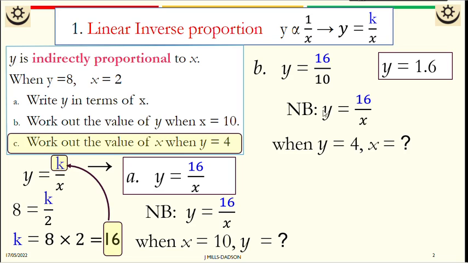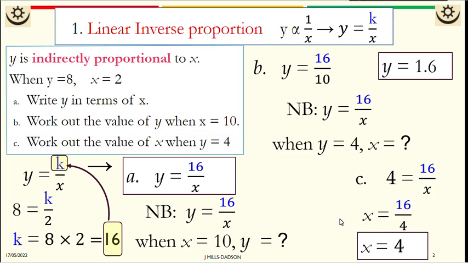Replace y with 4, so you're going to have 4 equals 16 over x, and in solving for x, multiply both sides by x, so you're going to have 4x equals 16, and you divide through by 4, so x will be 16 over 4, which equals 4.